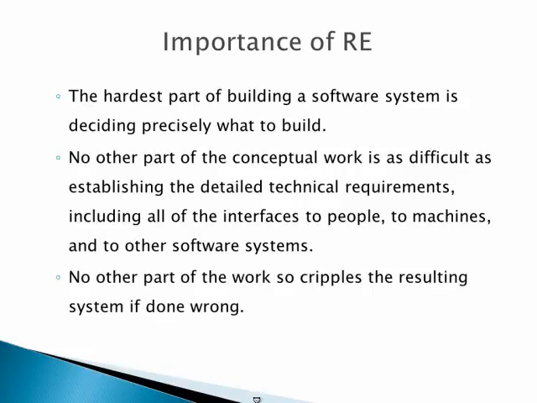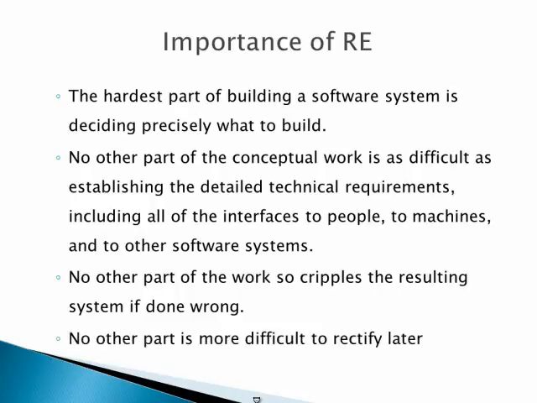No other part of the work is so critical. The resulting system, if done wrong, it simply means this part of the work is highly damaging if done wrong. Any mistake at this stage can lead to high risk and damage, and it is very expensive to correct this mistake. No other part is more difficult to rectify later.